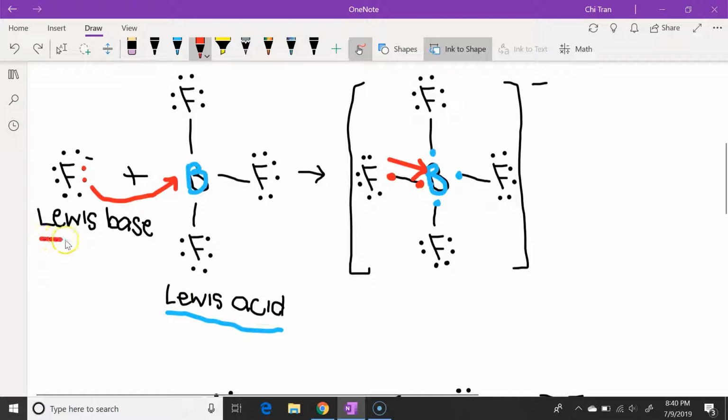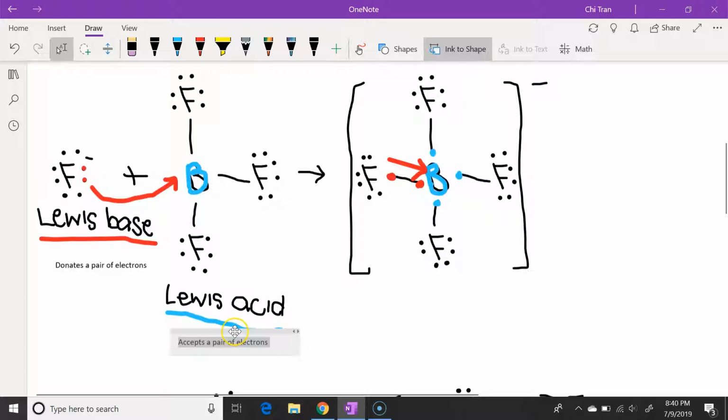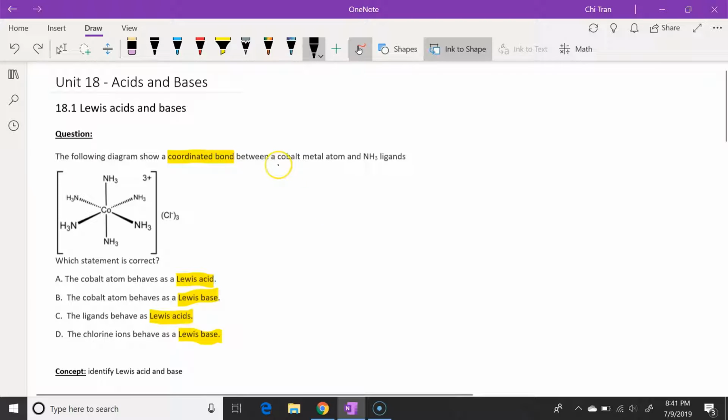Boron would be a Lewis acid and fluoride would be a Lewis base, because a Lewis acid accepts a pair of electrons, whereas a Lewis base donates a pair of electrons. Now let's go back to the question.